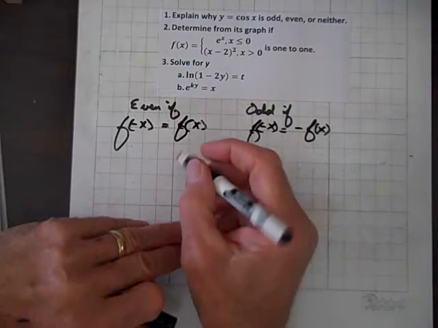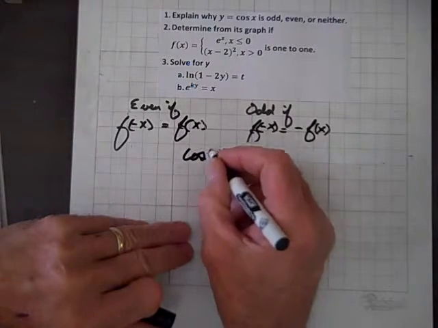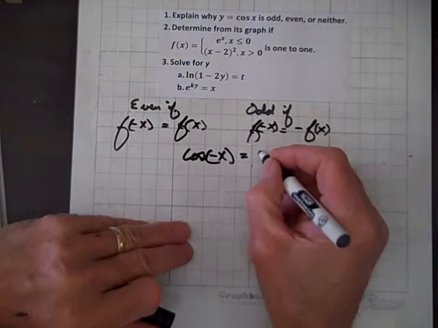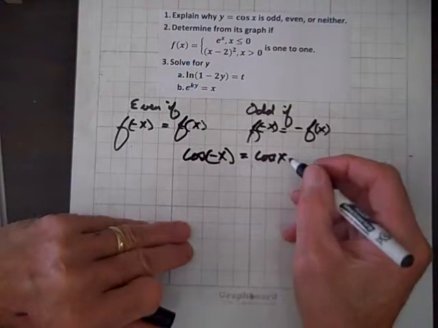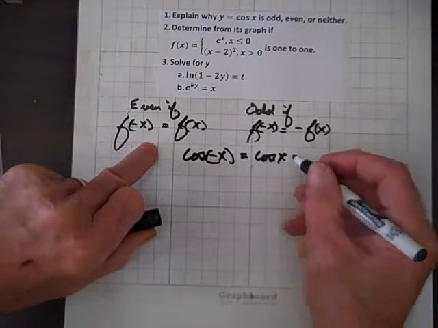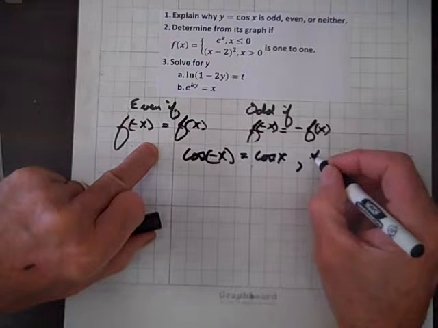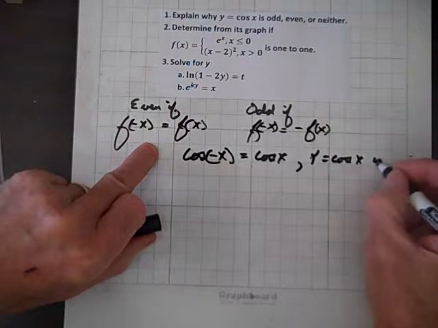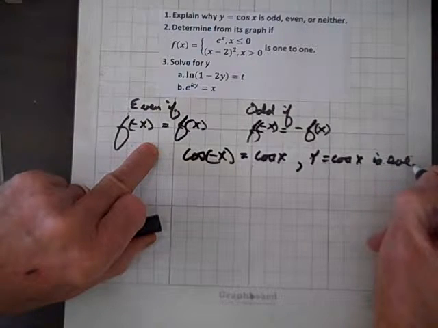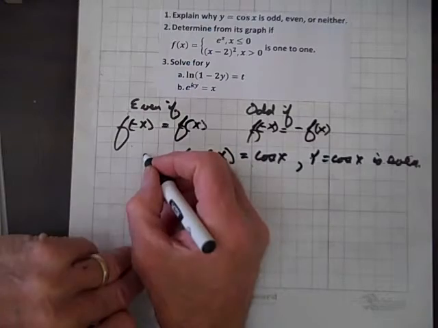So for y equals cosine of x, we know that cosine of negative x equals cosine of x. And that satisfies the criteria for an even function, so y equals cosine of x is even. It's an even function. And that was the first one.